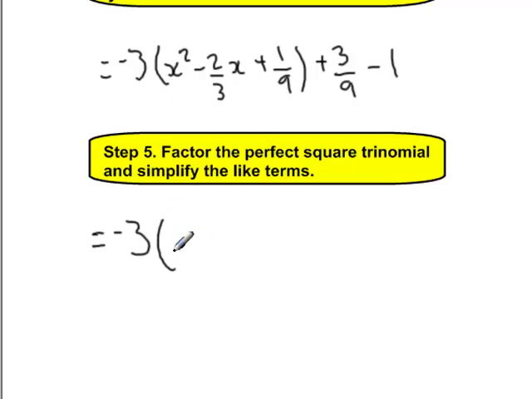So we take the square root of the first term, x. We take the square root of our second term, 1/9. The square root would be 1/3. And we take the sign from the second term, so minus 1/3.